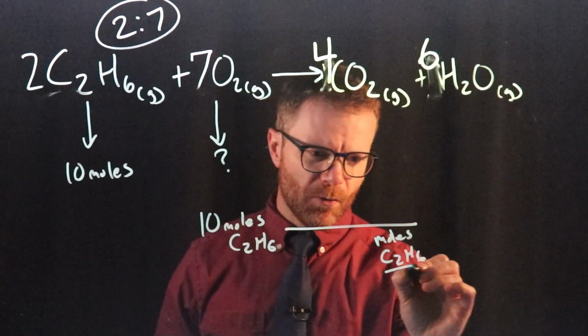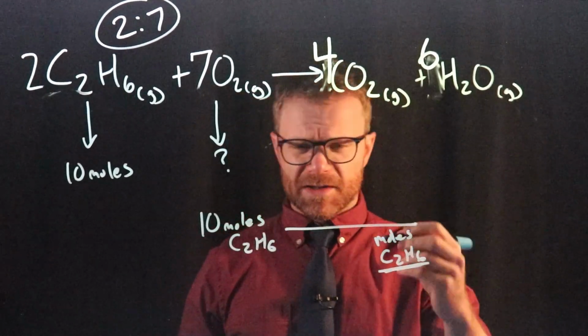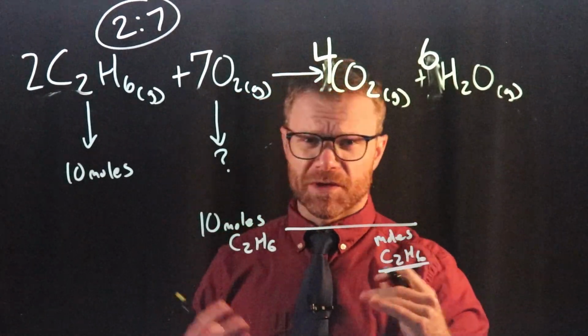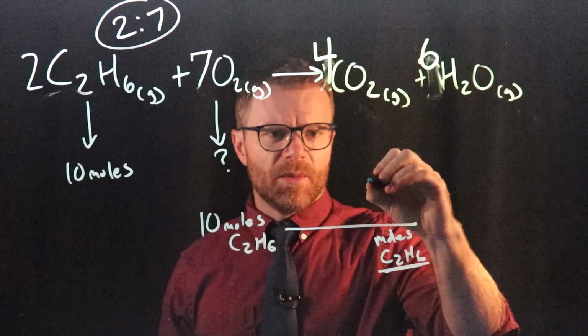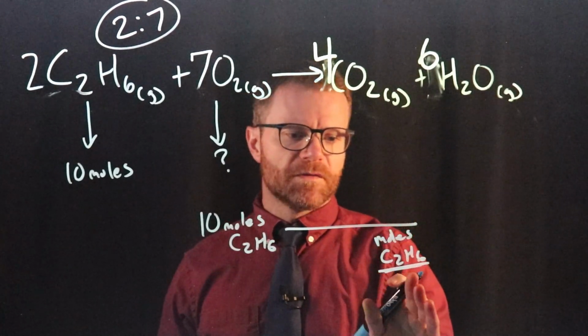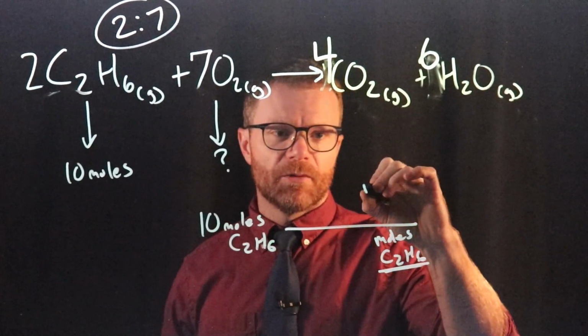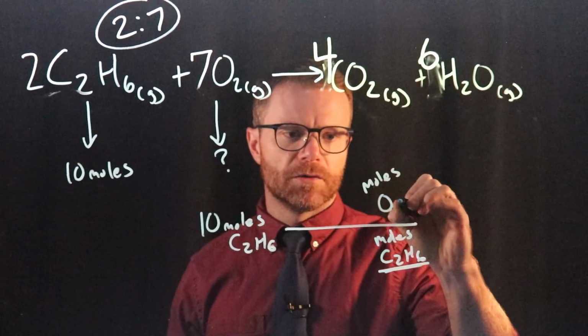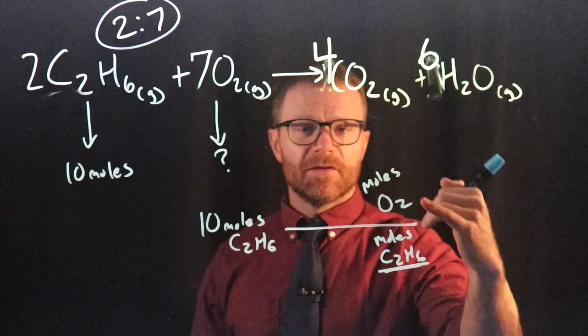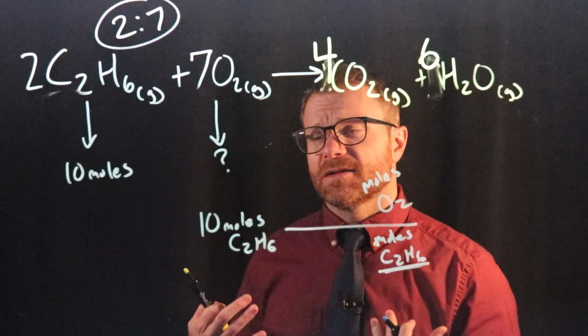And it's important to write what it is we're talking about, because if not, I would just have moles on top and moles on bottom, and that wouldn't be very useful. But if I put moles of C2H6 on bottom and what I'm trying to get, moles of O2, on top, now all of a sudden this conversion factor makes sense.